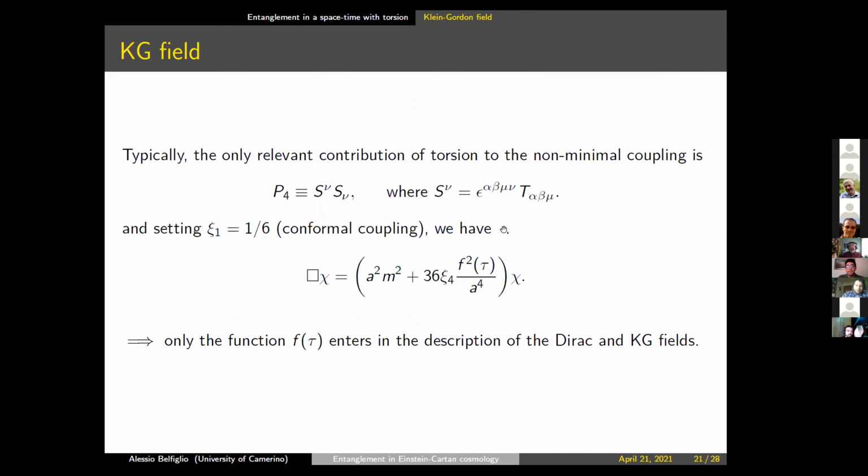Okay, so in literature, it has been shown that typically there is one contribution that is larger than the other, and it's P4, that has this form and that is related to the torsion tensor. And assuming that this term is much larger than the others, and assuming conformal coupling with the Riemann scalar curvature, one can arrive at this equation. So this is the Dirac equation in a space-time with torsion. And also in this case, we notice that only the function f enters in the description of the coupling between the field and the torsion.